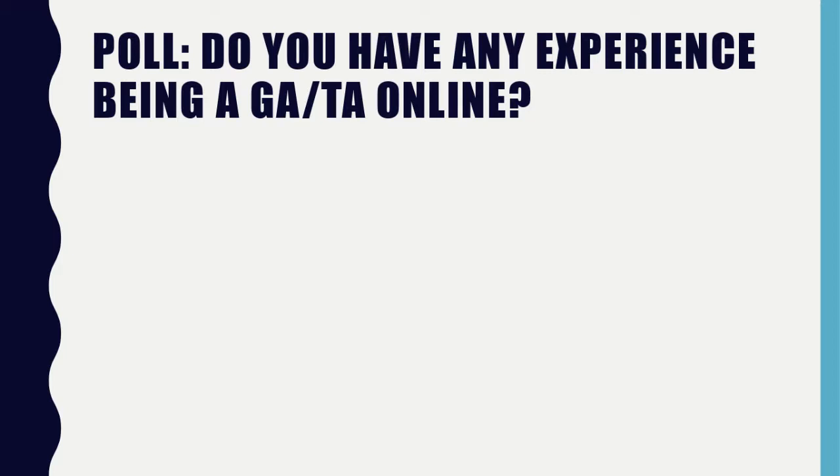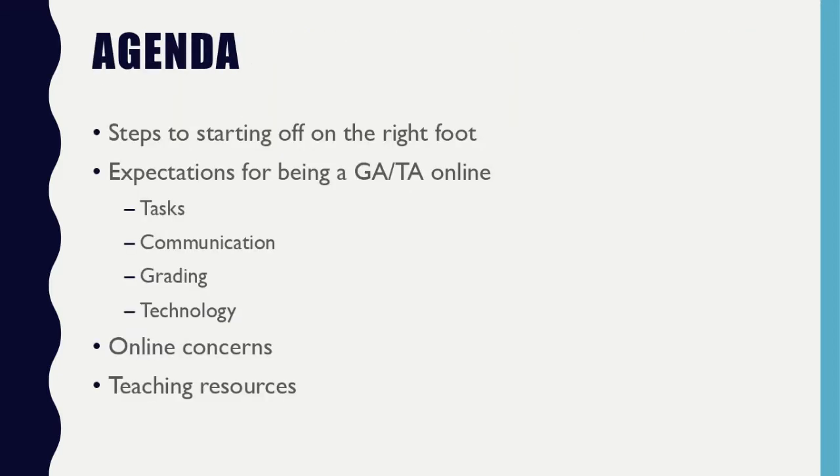And so, to give you all an idea of what to expect during this workshop, here's an agenda. We'll start by providing you with some steps and tasks that you can do prior to the semester starting so that you can have a strong semester, so things that you can do in these next couple of days. And then we will give an overview of typical expectations for GAs and TAs in an online learning environment, including expected tasks that you will need to complete, methods of communication, grading, and technology-related concerns or tasks. And then we will go over concerns that are specific to online teaching and learning and provide you all with resources.